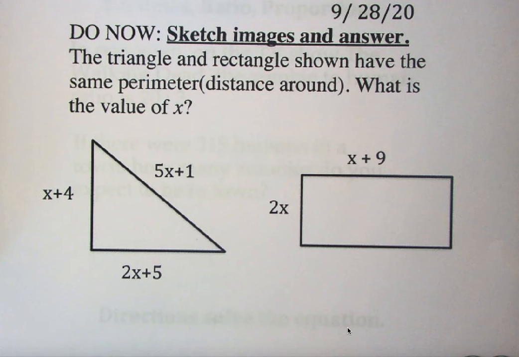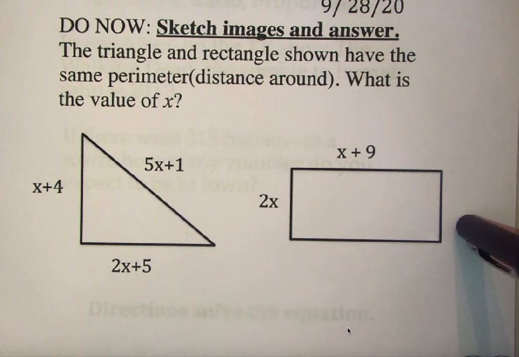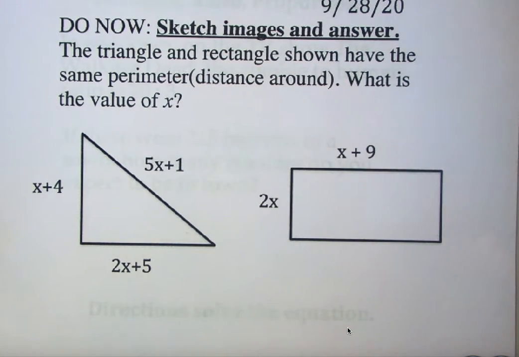So, pause. All right. It says, sketch the images and answer. The triangle and rectangle shown have the same perimeter, which is the distance around. And we have to find the value of x. So if we put a number in for x, the distances around will be the same. How are we going to find that?